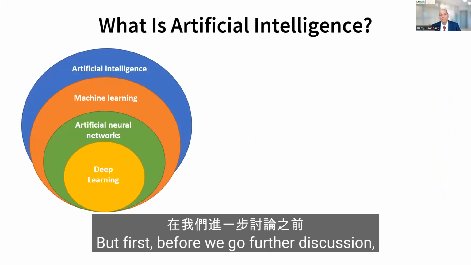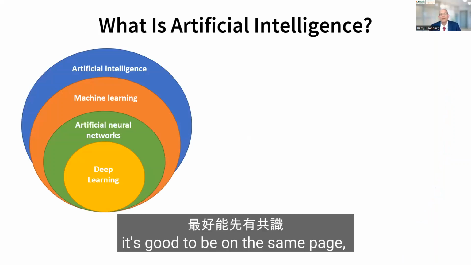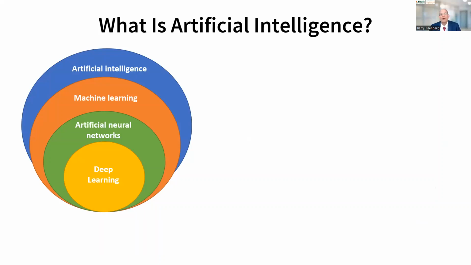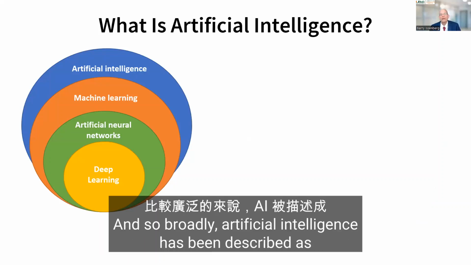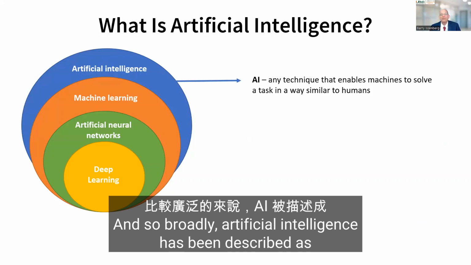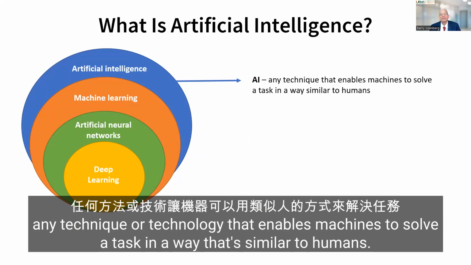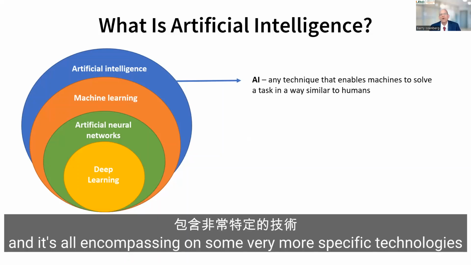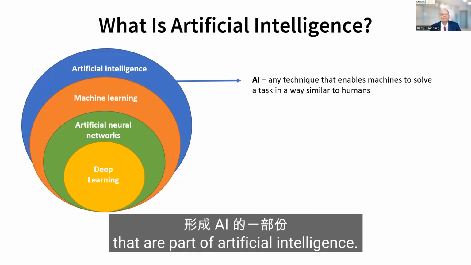But first, before we go into further discussion, it's good to be on the same page, to have a common understanding and framework about what is artificial intelligence. Broadly, artificial intelligence has been described as any technique or technology that enables machines to solve a task in a way that's similar to humans. It's a very broad definition, and it's all-encompassing of some more specific technologies that are part of artificial intelligence.